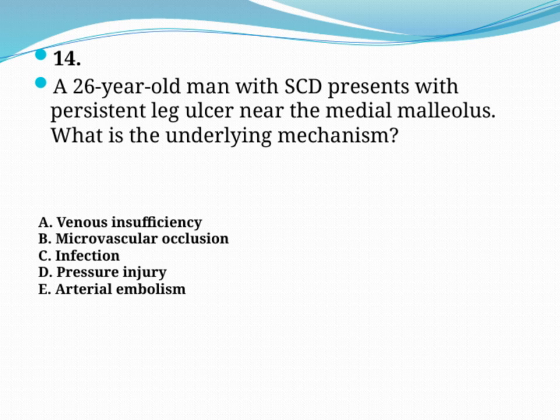In this case, considering the patient's sickle cell disease, the most relevant mechanism is likely microvascular occlusion, where sickled cells obstruct small vessels, impairing blood flow and preventing the ulcer from healing properly. This highlights how sickle cell disease affects microcirculation and can lead to chronic wounds. Understanding these mechanisms helps us target the right treatment strategies to promote healing and prevent complications.